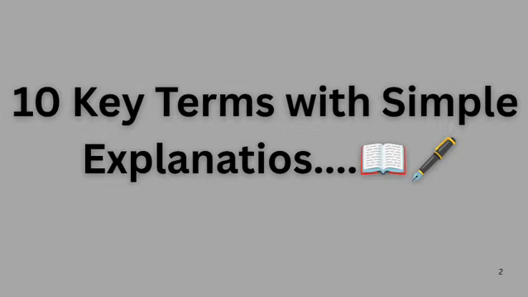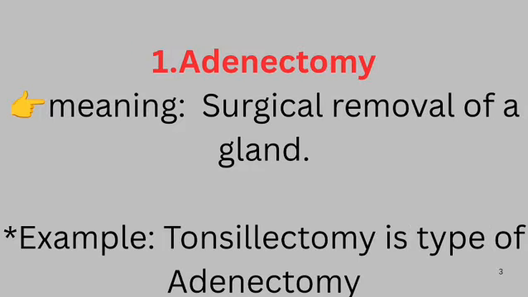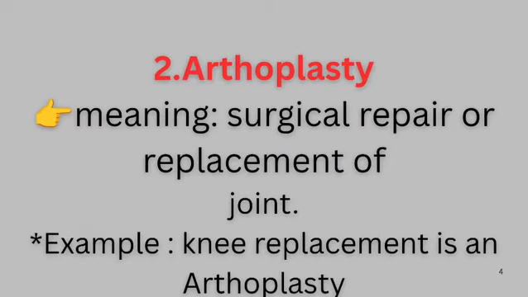First one, adenectomy, which means surgical removal of a gland. Example, tonsillectomy is a type of adenectomy. Then arthroplasty, we know plasty means repair. So arthroplasty, surgical repair or replacement of a joint. Example, knee replacement is a type of arthroplasty.